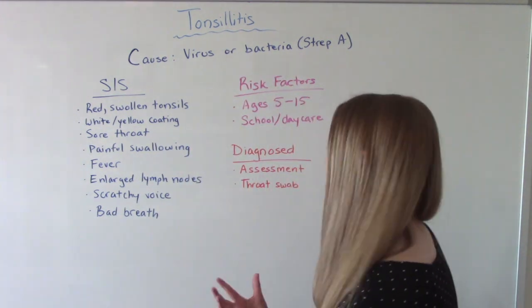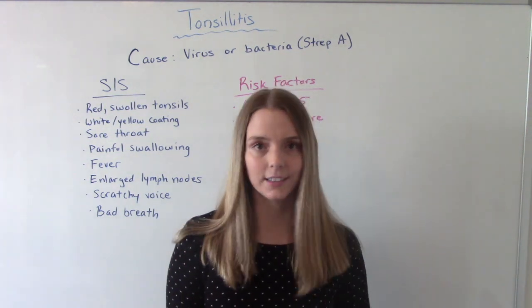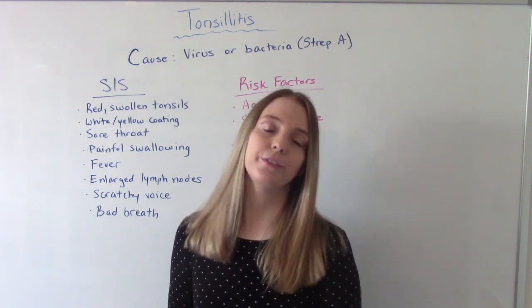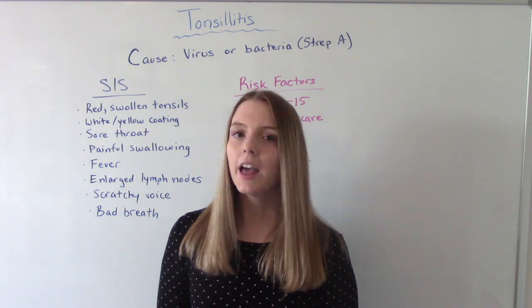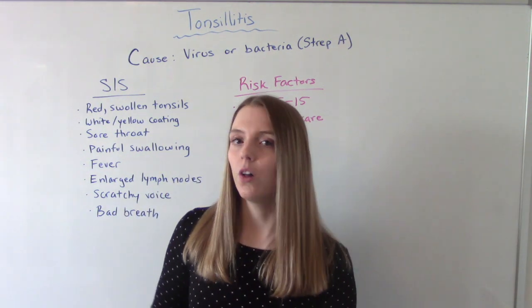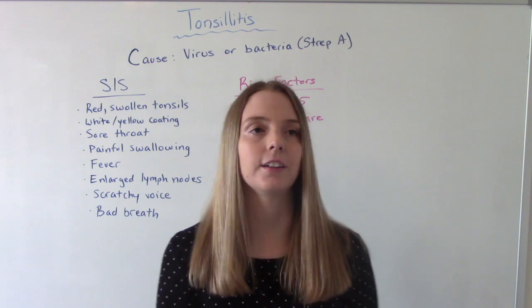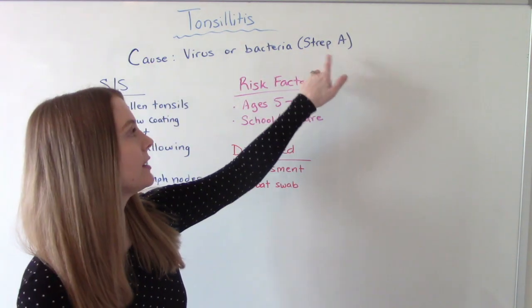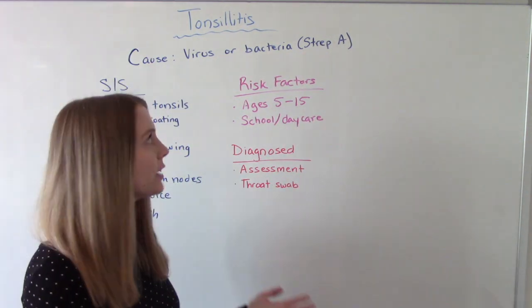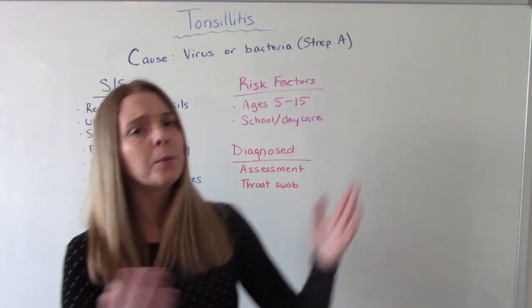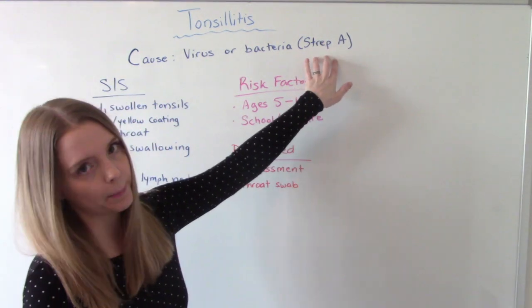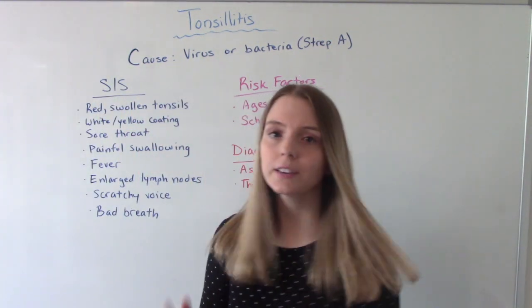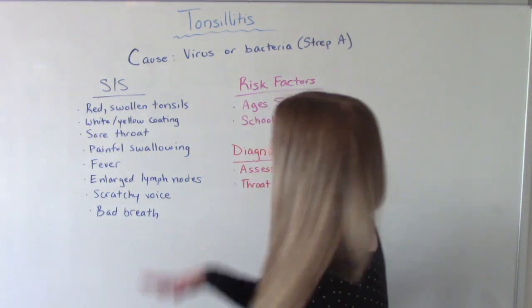So the first thing you want to know is, what are the causes? The causes can either be viral, so a virus, or bacterial in nature. And if it is bacterial, the most common bacterial cause is Streptococcus A. So if they do have bacterial tonsillitis, which most children do if they get this, it's probably going to be caused by strep.